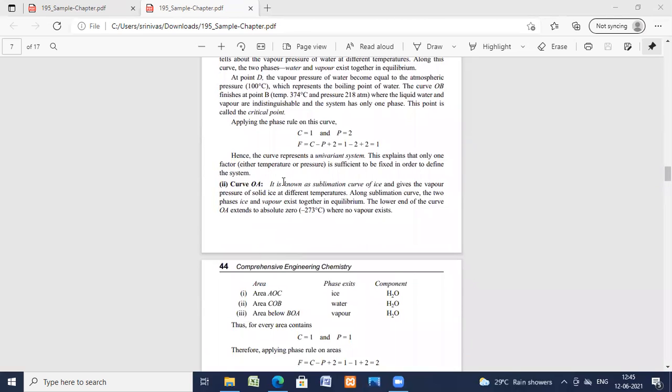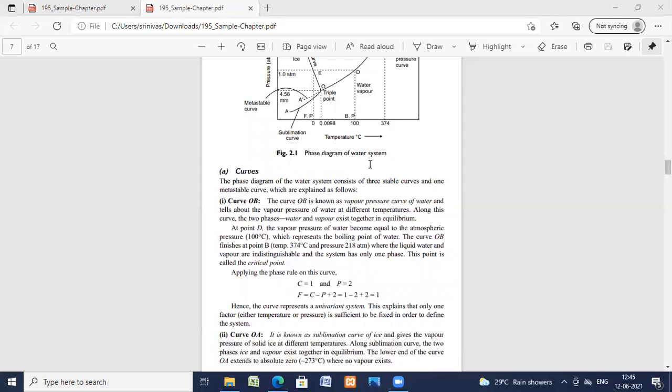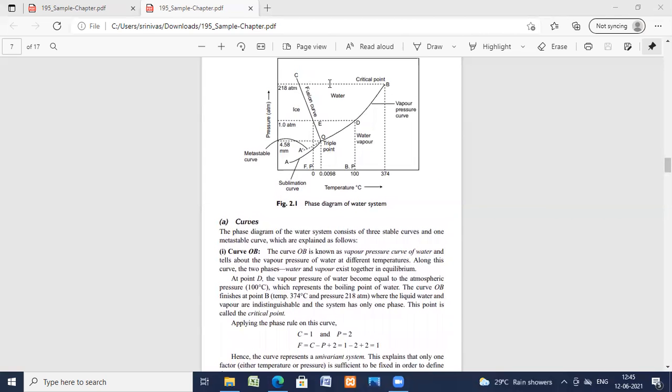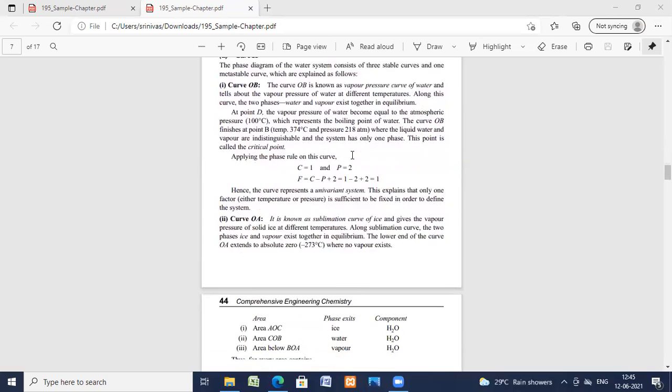Similarly, the curve OA is the sublimation curve of ice. It gives the vapor pressure of the solid at different temperatures. Along the sublimation curve, two phases, ice and water vapor, exist together in equilibrium, and the lower end of the curve OA extends to about minus 273, where no vapor exists.